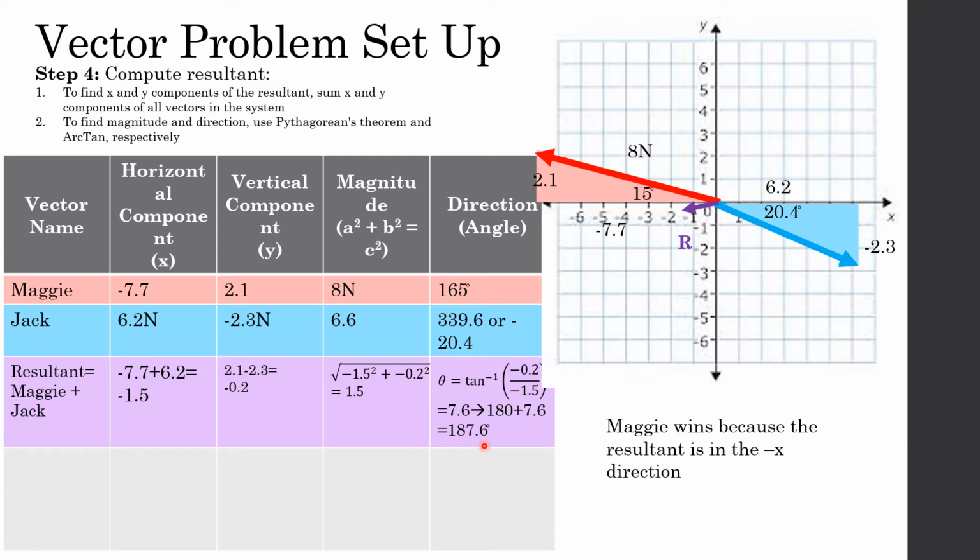187.6 satisfies our quadrant requirement, right? That the angle lies between 180 and 270 because the resultant is in the third quadrant. And so now we're good.